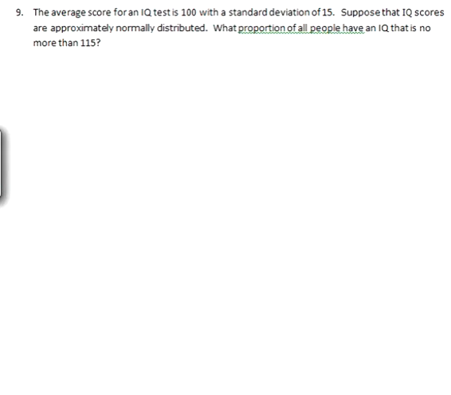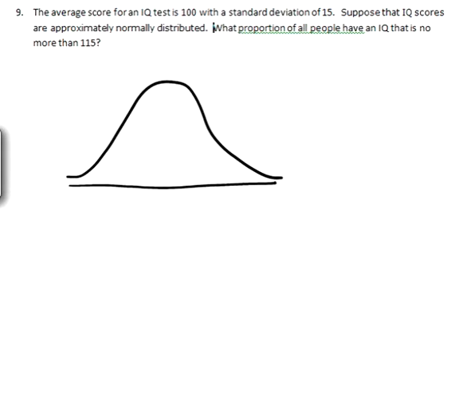For problem 9, we are told that the average score on an IQ test is 100 with a standard deviation of 15. We want to also suppose that IQ scores are approximately normally distributed. Drawing a picture of the situation, we know that if something's approximately normal, it is bell-shaped and symmetric, and its center value should be the same as the mean, in this case 100.